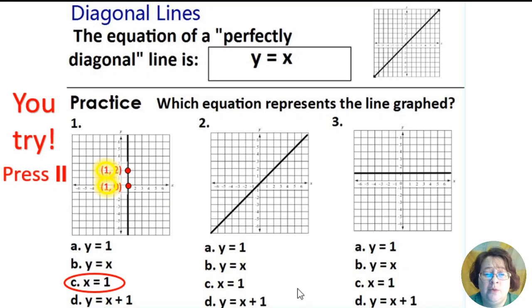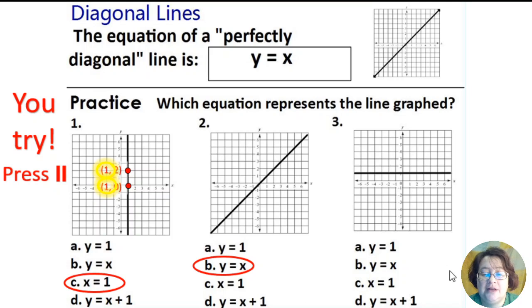Number 2, we have a perfectly diagonal line, which we see from here above. Y equals x is our equation. Y equals 1 would be a horizontal line. X equals 1 would be a vertical line. And then we haven't looked at anything with y equals x plus 1, so we know we're not going to pick that.